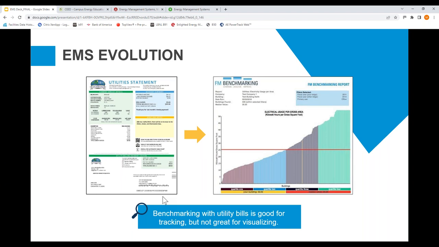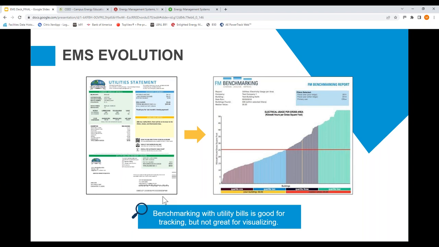Now, you can't compare an office building to a lab building. A lab is obviously going to be more energy intensive and may even run 24/7. But you can compare an office building to another office building. And that way you might be able to say, well, I'm better than the average, or maybe I'm worse. And again, another way to say how you're doing.